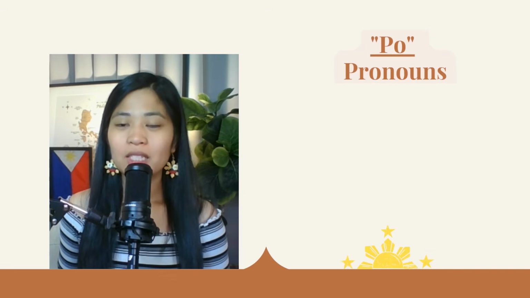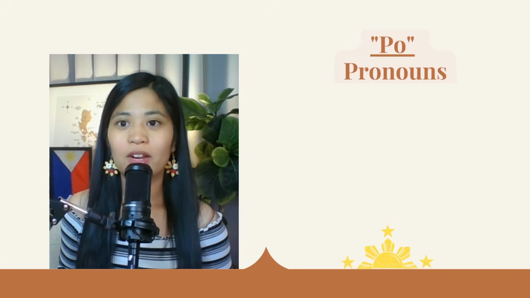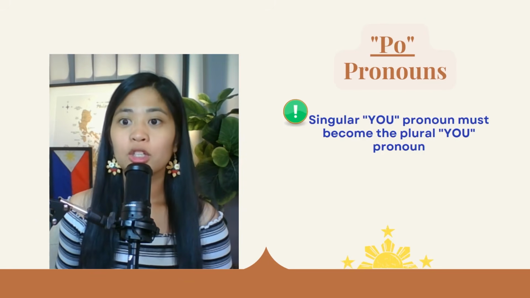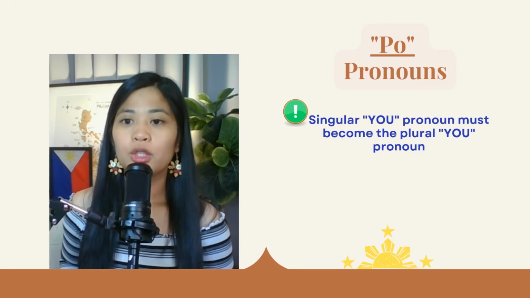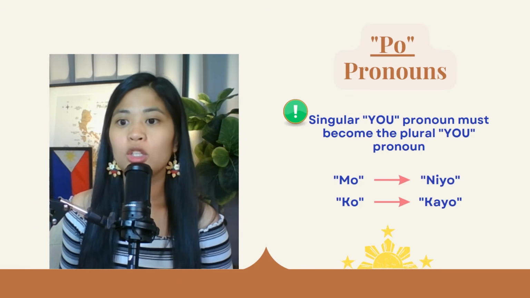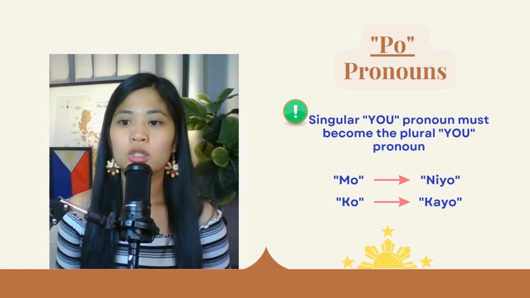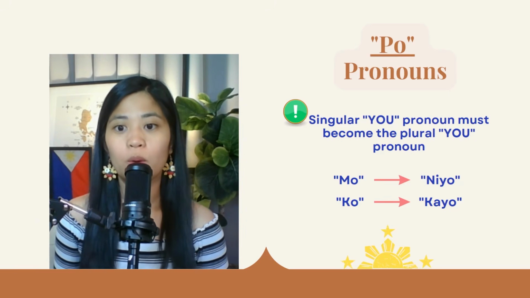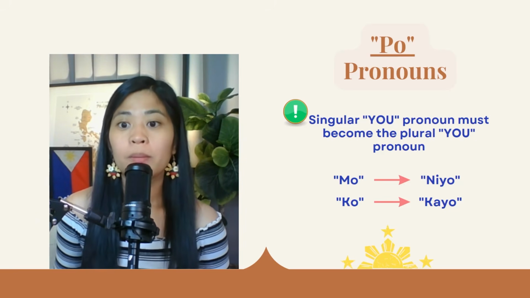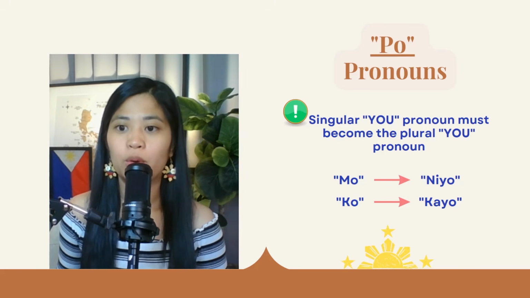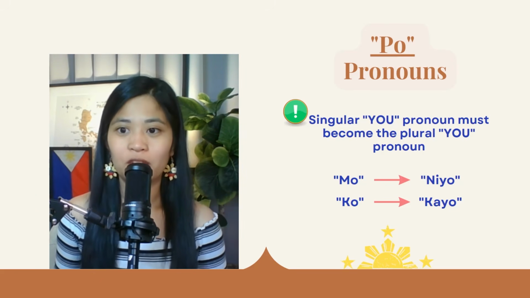All right. Now let's talk about po pronouns. This is very important. Whenever we are using the word po, you have to change the singular you pronoun to the plural you pronoun. For example, the word mo turns into the word nyo. The word ko turns into the word kayo. Depending on the sentence, mo means you or your, and ko means I or my. And these are singular pronouns. So anytime you are using the word po, you have to use the plural you pronoun, nyo and kayo, respectively.